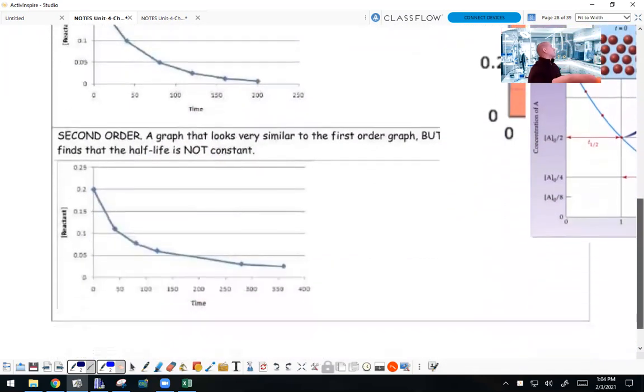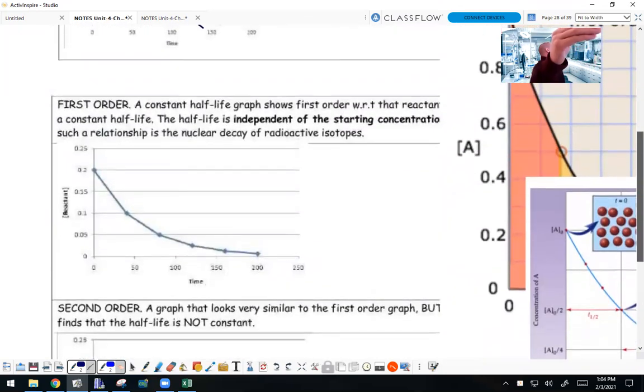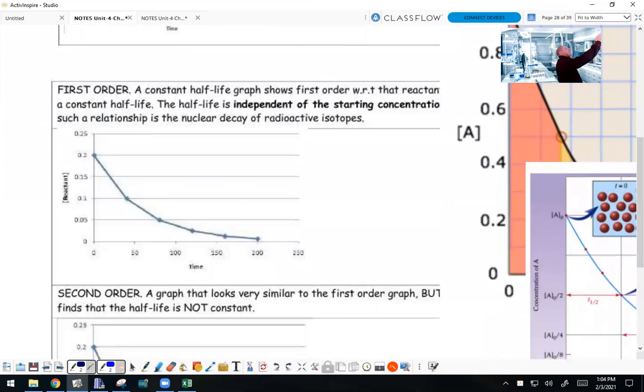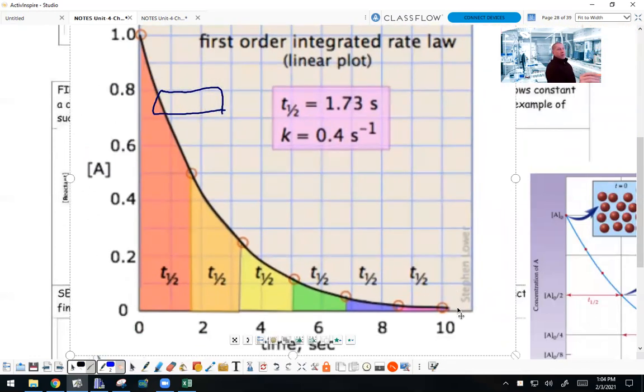First order and second order are both curves. How do we tell the difference? A first order graph will be a curve, but it will show half-life. So what is half-life? Half-life is exactly what it sounds like. When that time goes by, whatever that half-life is, you have exactly half left over of what you started with.